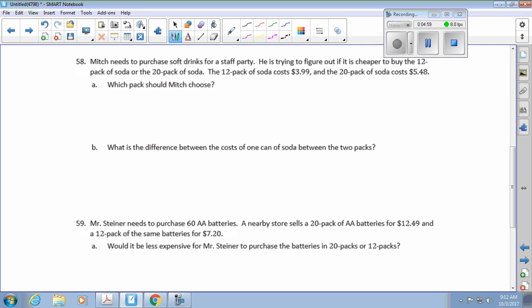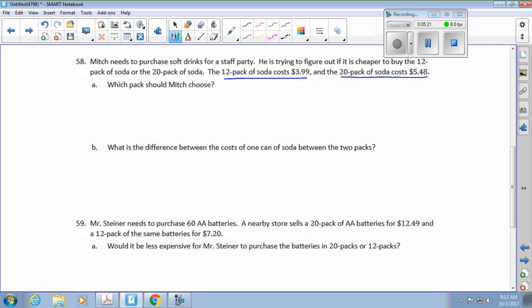So in question 58, it says Mitch needs to purchase soft drinks for a staff party. He is trying to figure out if it is cheaper to buy the 12-pack of soda or the 20-pack. The 12-pack costs $3.99. The 20-pack costs $5.48. Which pack should Mitch choose? Because he's looking again for the cheapest.